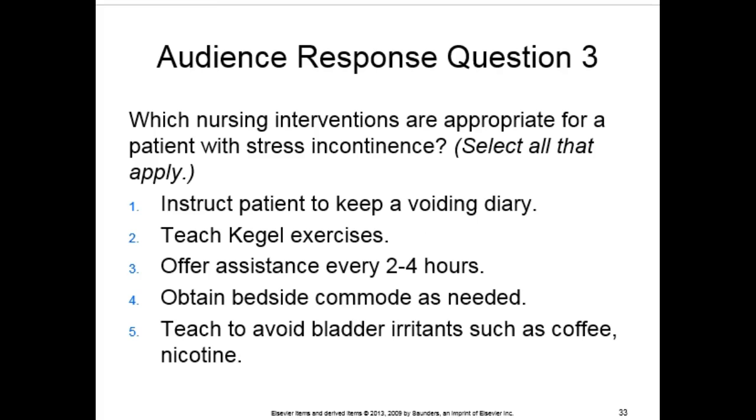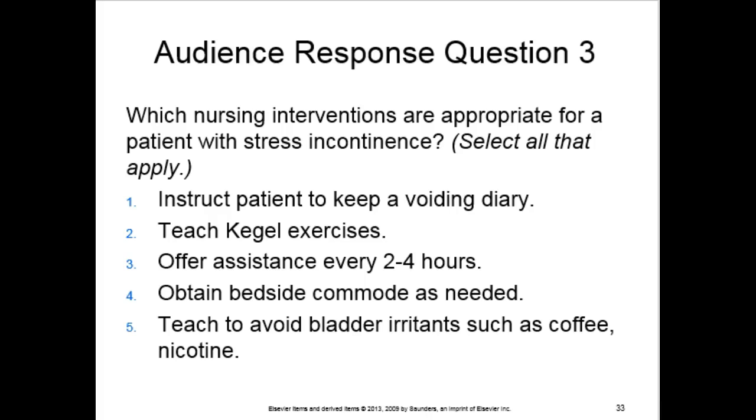So let's take a look at this question. Which nursing interventions are appropriate for a patient with stress incontinence? Select all that apply. Instruct patient in a voiding diary. Keep or teach Kegel exercises. Offer assistance every 2 hours. Obtain bedside commode as needed. And teach to avoid bladder irritants such as coffee and nicotine. And the correct answer for this question is 1, 2, and 5.